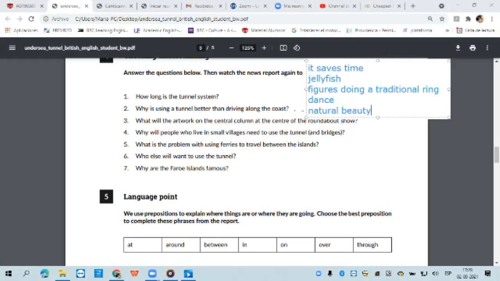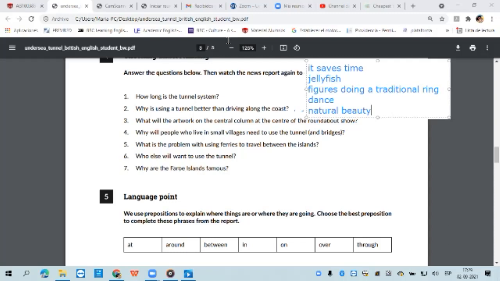Now tell me, what do you think about the tunnel? What's your impression? Did you like it or not? It's an amazing project. Yes, and expensive too. A lot of money, yeah. But they are rich.